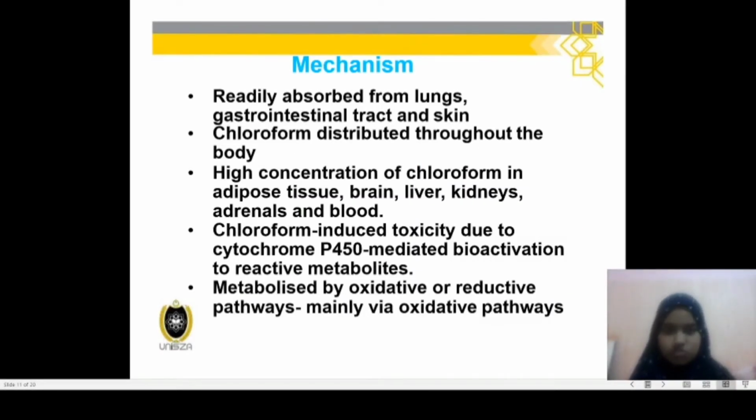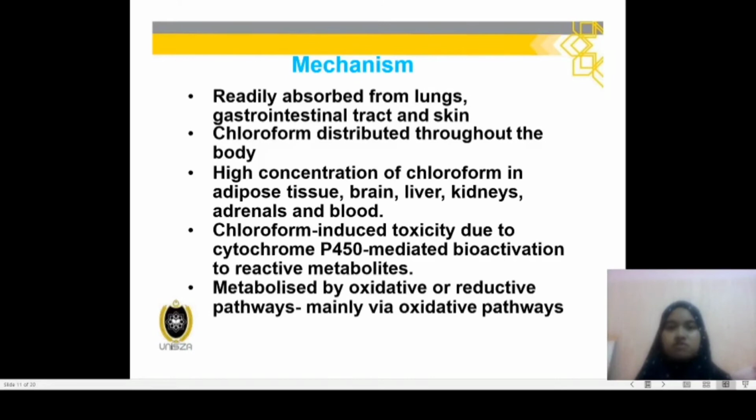Assalamualaikum. My name is Nurul Amira and I will explain about the mechanism of the chloroform. Chloroform is a highly toxic chemical, and it is readily absorbed through our lungs, gastrointestinal tract, and skin. Then the chloroform will be distributed throughout the body.